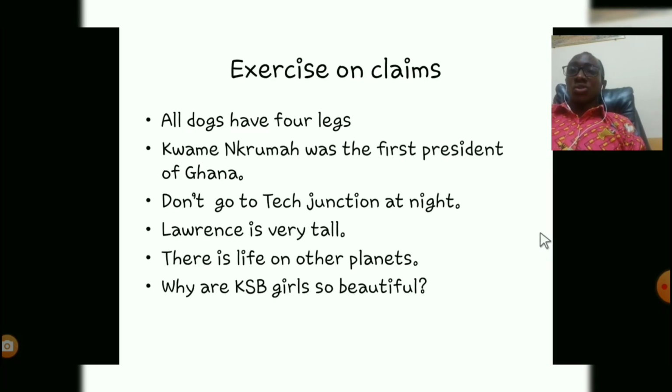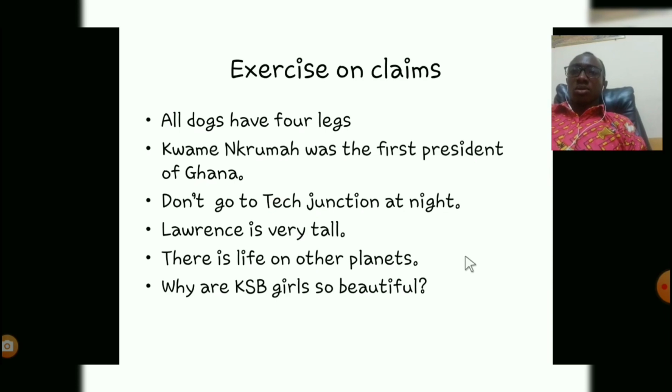Now, let's do a short exercise on claims. Let's see if the following statements are claims or not. And please, because you are doing critical thinking, the answer you give, you should be able to give a reason or reasons why you think it's a claim or not. Here you can pause and think of your own answer. Let's take the first statement.